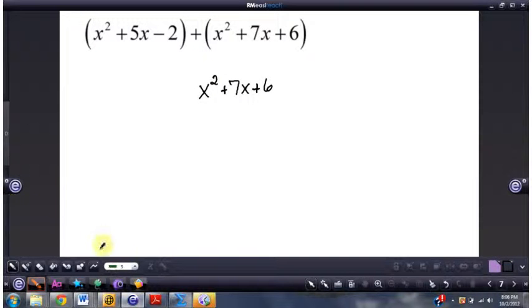x squared plus 5x minus 2. Although you can put them in any order you'd like. Okay? And now just combine. x squared and x squared becomes 2x squared. 5 and 7 becomes 12x. Negative 2 plus 6 becomes positive 4, and you're done.